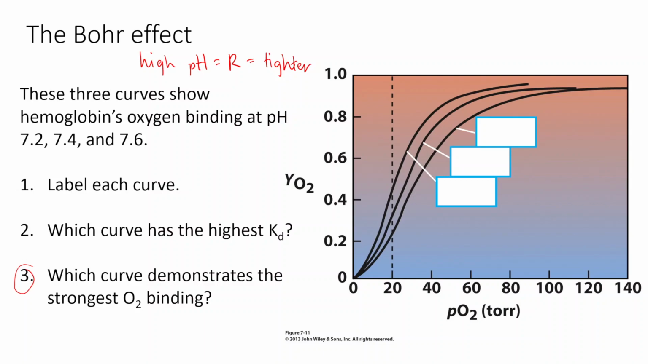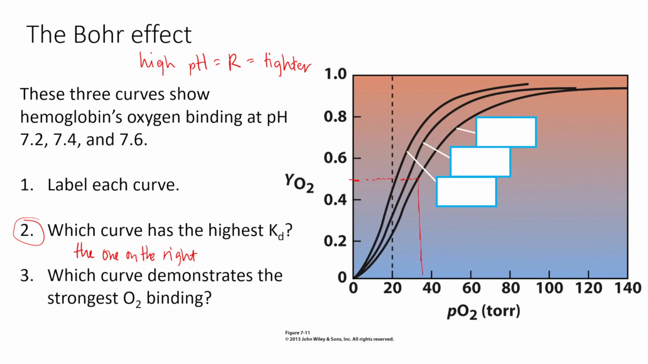So first, before we can answer number 3, let's answer number 2. Which curve here has the highest KD? Yeah, the one on the right. Because we know if we have our 50% fractional saturation and we draw our horizontal line over, the one with the highest pressure requirement is going to be the one all the way on the right.